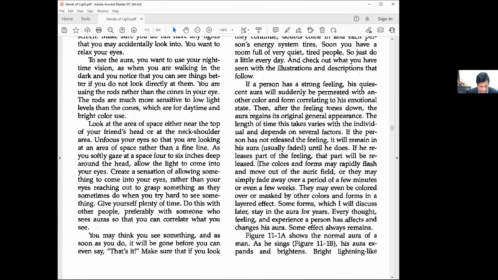The colors and forms may rapidly flash and move out of the auric field, or they may simply fade away over a period of a few minutes or even a few weeks. They may even be colored over or masked by other colors and forms in a layered effect. Some forms, which I will discuss later, stay in the aura for years. Every thought, feeling, and experience a person has affects and changes his aura. Some effect always remains. So some things get stuck, right? And then they become rocks. We need to clear the field. We need to create that balance which we want to exist in.